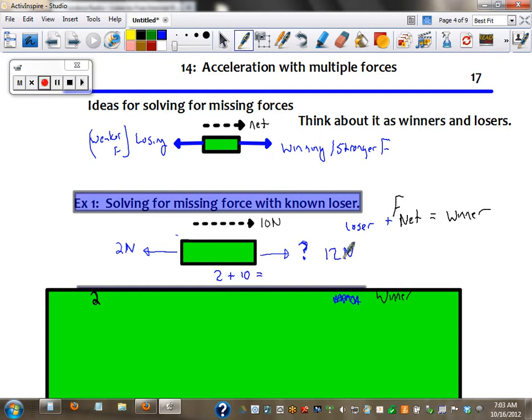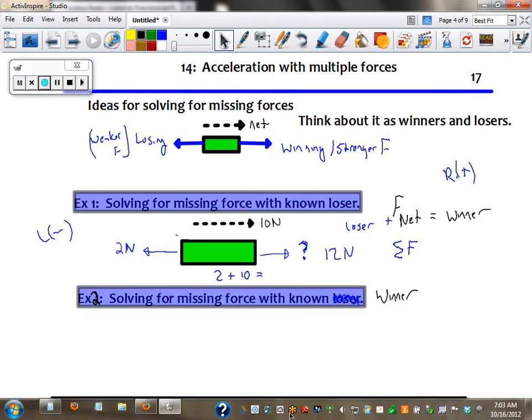And that makes sense, right? The difference between these two is 10. This one's 10 stronger than that one. Remember, net force could also be written like this, the sum of forces, which is the same thing. You add these two together, we'll say right is positive and left is negative. 12 minus 2 is 10.